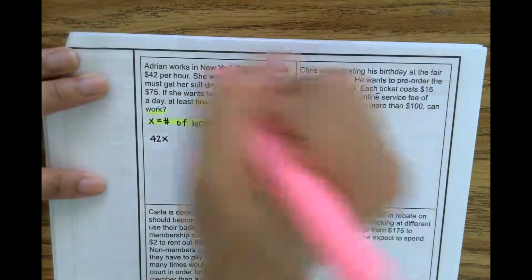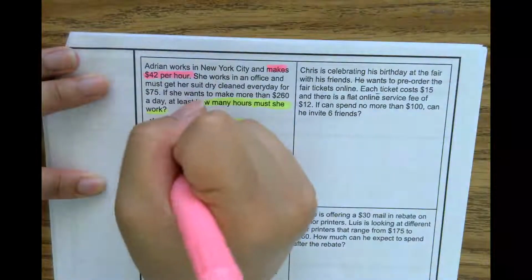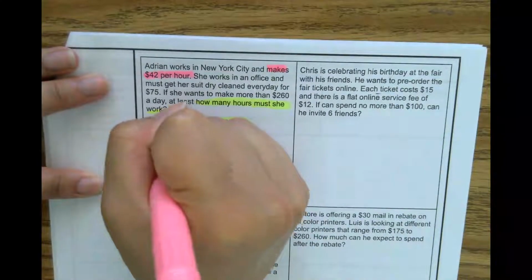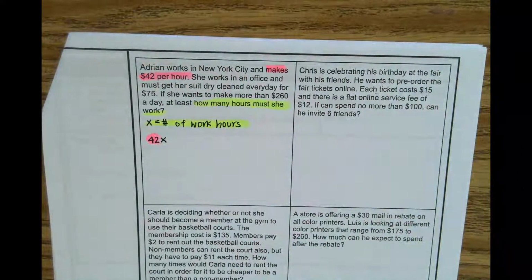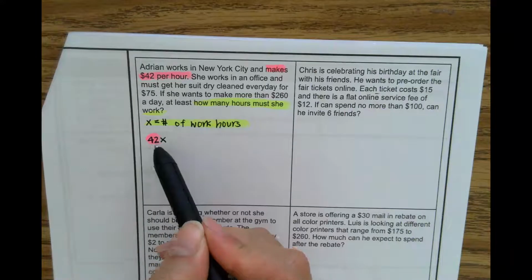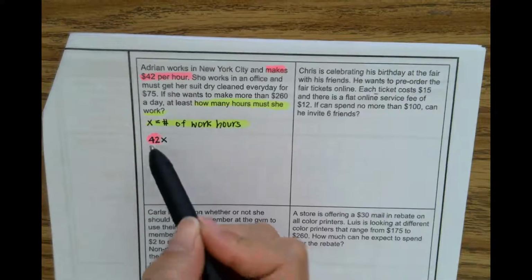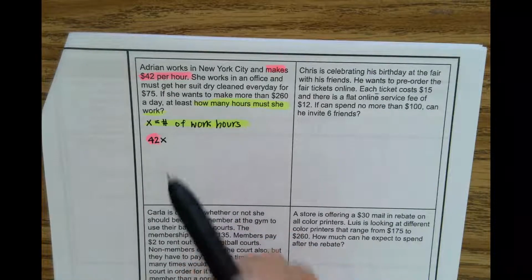She makes $42 per hour. So if I do 42 times however much she works, that will give me how much she's making, right? She works 1 hour, 42 times 1. She works 2 hours, 42 times 2. She made $84, etc. Okay.